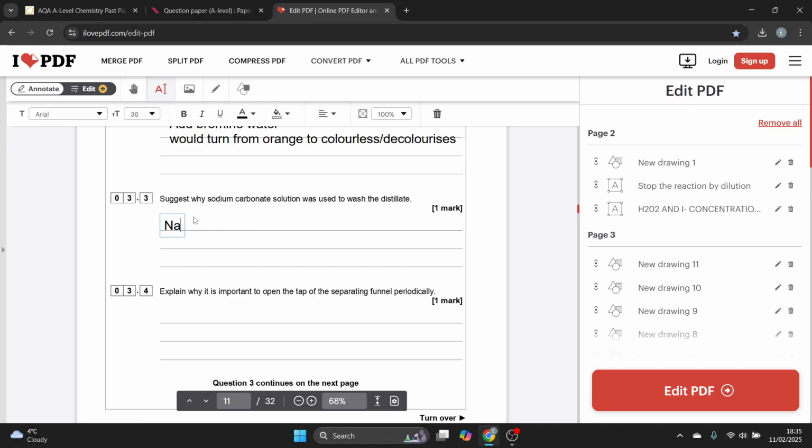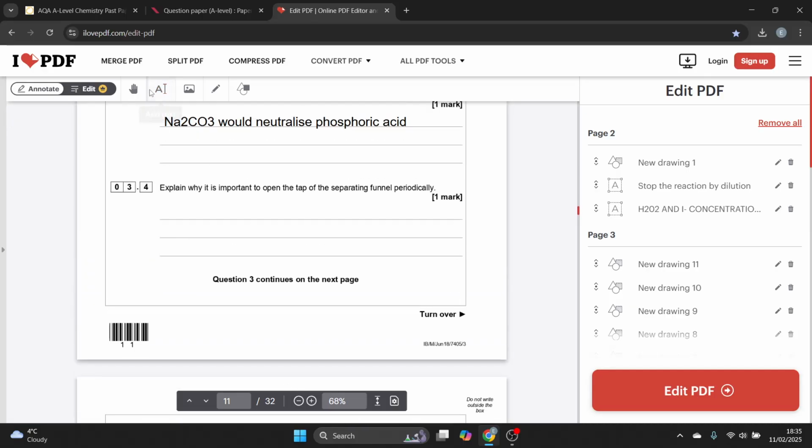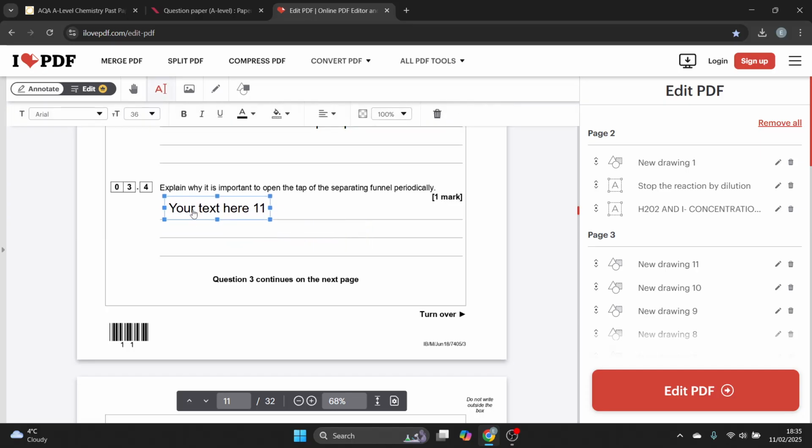Suggest why sodium carbonate solution was used to wash the distillate. The sodium carbonate solution would neutralize the phosphoric acid. Explain why it is important to open the tap of the separating funnel periodically. The idea of the pressure buildup: avoid pressure buildup, or release pressure, release the carbon dioxide.